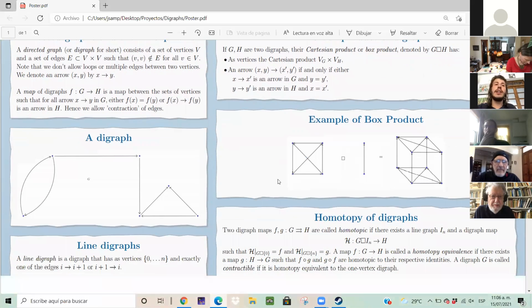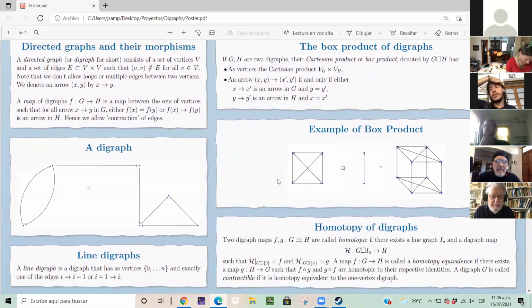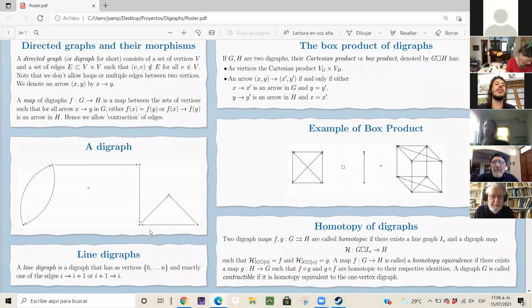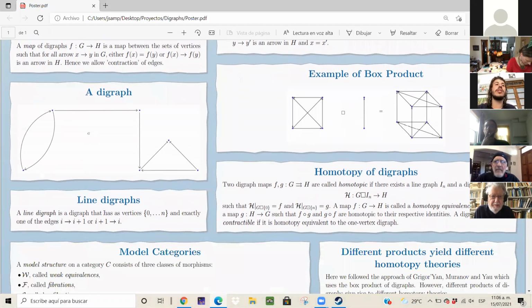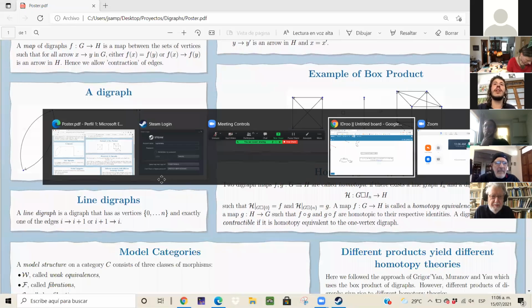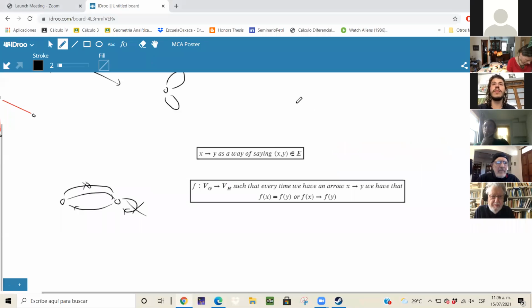We also need a line element, but since we want the homotopy relation to be transitive, reflexive, and so on, we can't just take a simple segment as a line element. We need to consider line digraphs. So a line digraph is just a digraph that has as vertices the set 0 to n and has exactly one of the edges i to i+1 or i+1 to i. So basically, a line digraph is simply a zigzag. So for example, this is a line digraph with 4 vertices.